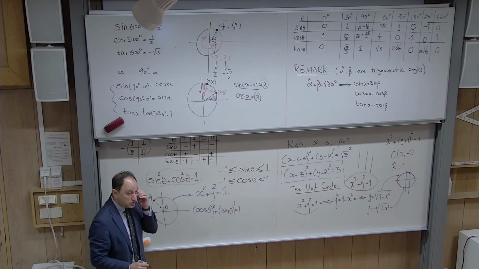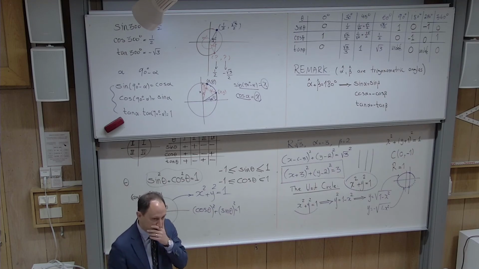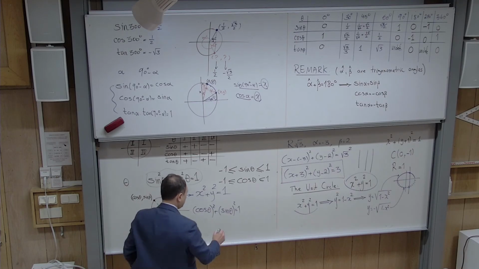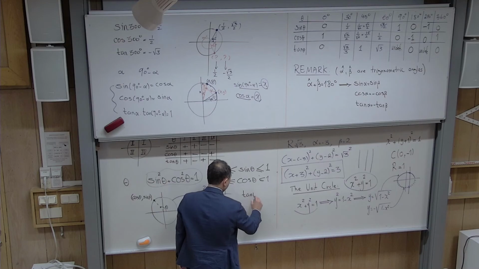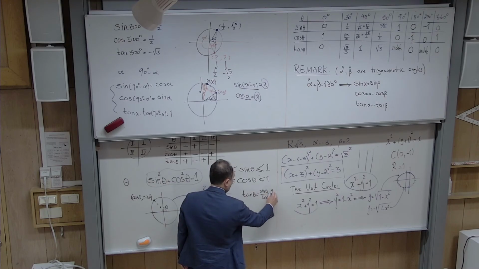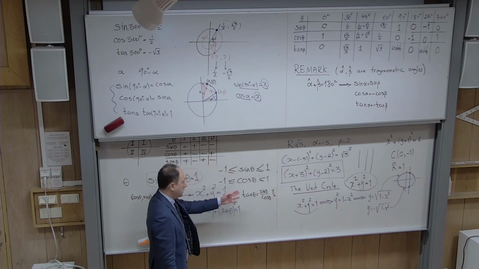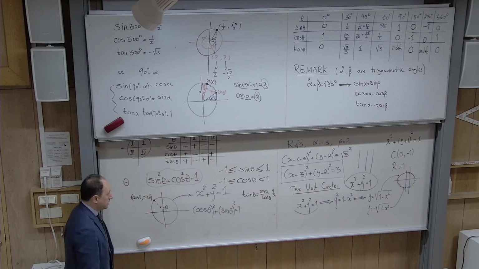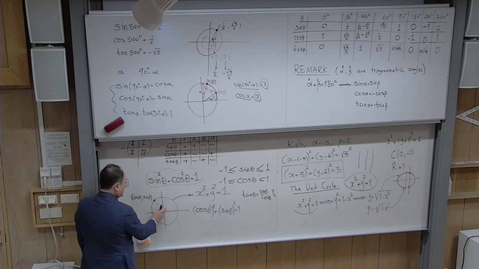But for tangent, I do not have any limitations. And why is that? Because tangent theta is sine theta over cosine theta, yes? Y over x, do you remember? Y is sine, x is cosine. For example, if I make this angle, the x coordinate is this much, the y coordinate is this much. When I divide them, I get a number.